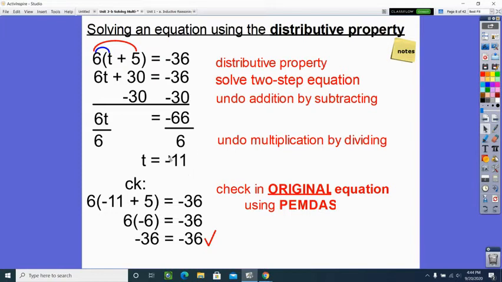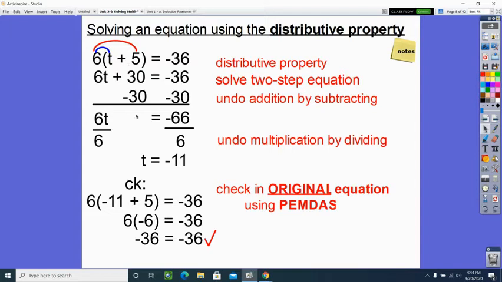We will see. All right, so when I go to check that, I'm going to put it in the original with the parentheses, and this is where I really need you to listen. You do not do distributive property in a check. We never do distributive property in a check, and here is why.